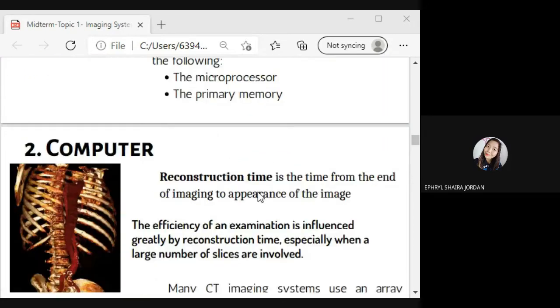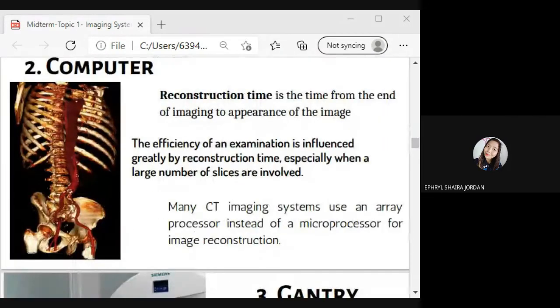We should know that the efficiency of an examination is influenced greatly by the reconstruction time, especially when a large number of slices are involved. So what is reconstruction time? Reconstruction time is the time from the end of imaging to appearance of the image.